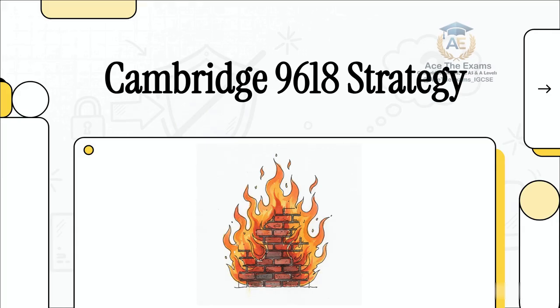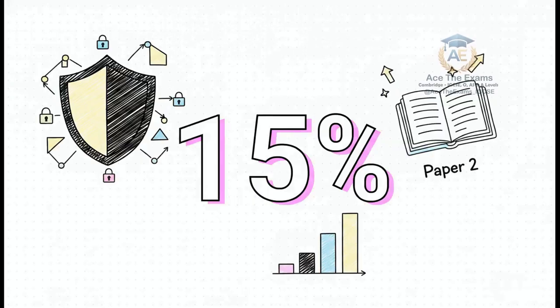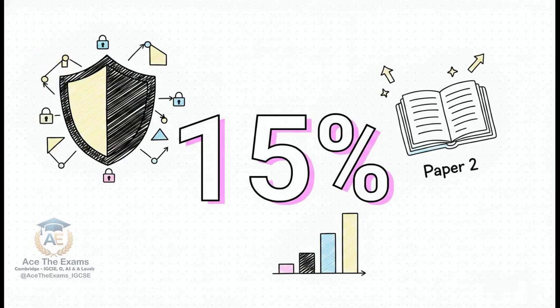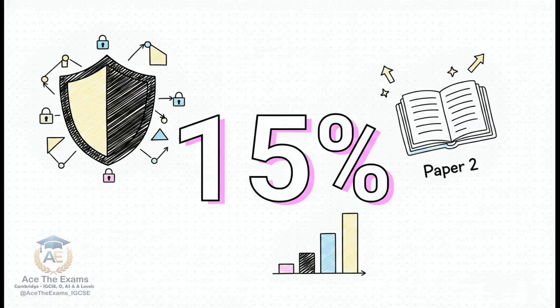We are going to make sure that doesn't happen to you by breaking down the examiner's mind and building a bulletproof strategy. Now, I want you to look at this number on the screen, 15%. Consider that for a second. Firewall and computer system protection questions account for approximately 15% of your total marks in Paper 2. That is a massive, undeniable chunk of your overall score sitting in just one single topic area.